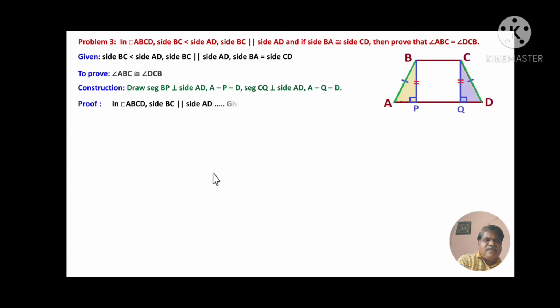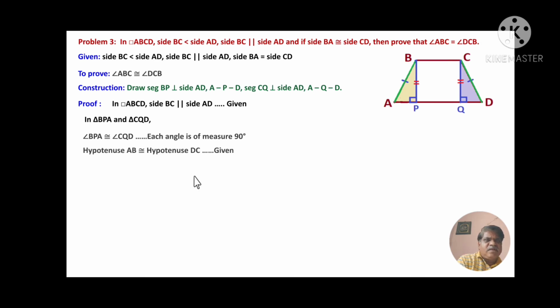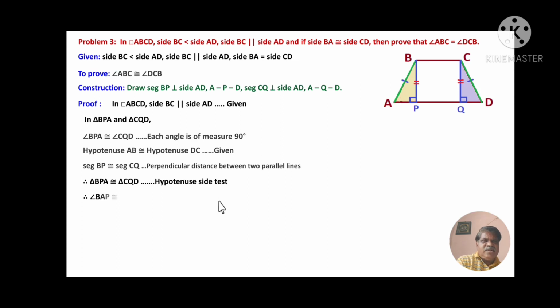In quadrilateral ABCD, side BC is parallel to side AD, it has been given. Therefore, in triangle BPA and triangle CQD, we will get angle BPA congruent with angle CQD, each angle measures 90. Hypotenuse AB is congruent with hypotenuse DC, it is given. Segment BP is congruent with segment CQ, perpendicular distance between two parallel lines. Therefore, triangle BPA is congruent with triangle CQD by hypotenuse side test. So, if you consider the corresponding angles, angle BAP is congruent with angle CDQ, corresponding angles of congruent triangles. Therefore, we get angle A is congruent with angle D.